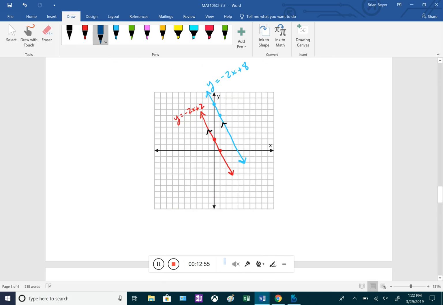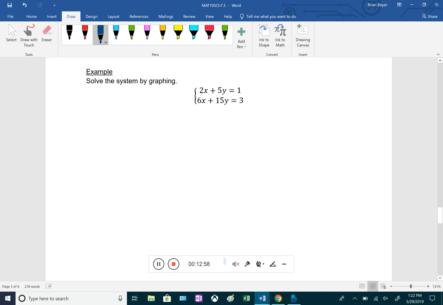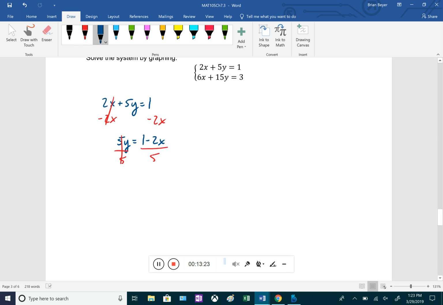Okay, and for the next one, we have 2x plus 5y equals 1 and 6x plus 15y equals 3. So let's graph both of these. So the first one, 2x plus 5y equals 1. Solving this for y, we have to subtract 2x on both sides. So it's 5y equals 1 minus 2x. Divide both sides by 5. And I'm going to give that denominator to both terms in the numerator and just rewrite it so the x term is first. It's negative 2/5 x plus 1/5.